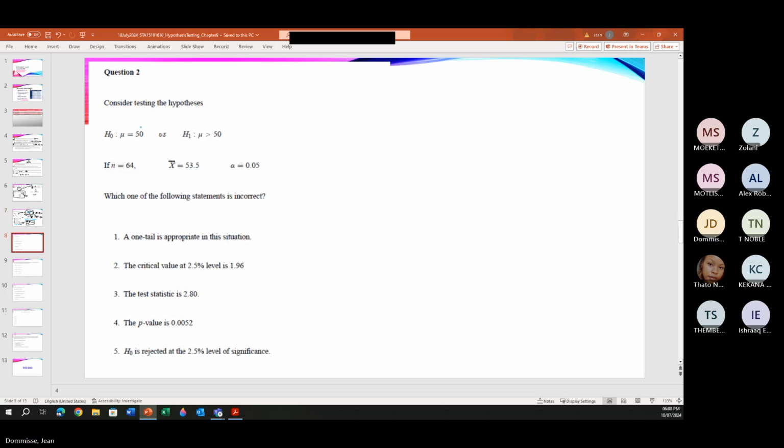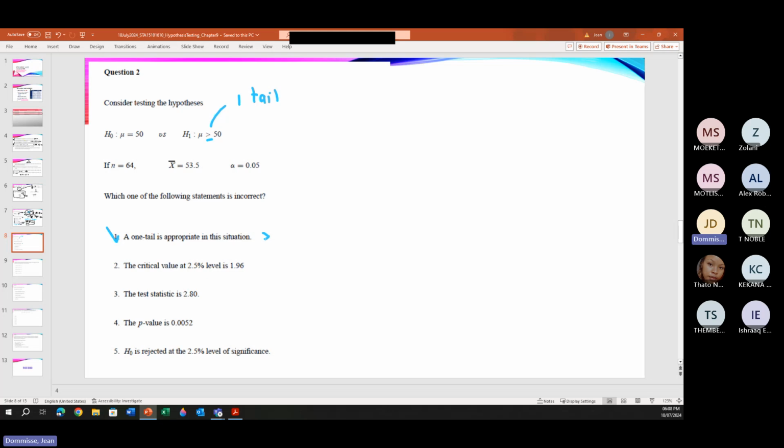So null hypothesis equal, alternative hypothesis bigger than, one tail. Okay, so that already is the first thing that I notice. Let's look at which one of the following statements is incorrect. Okay, one tail is correct. Again, the reason why one tail is because it's one directional. It is a bigger than sign that we have this time.